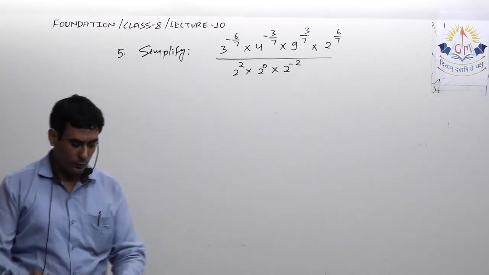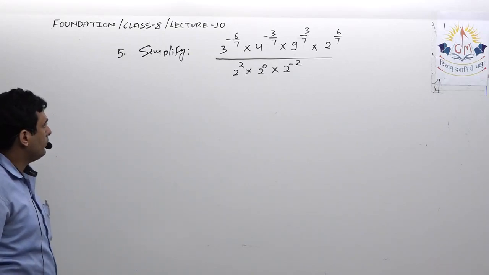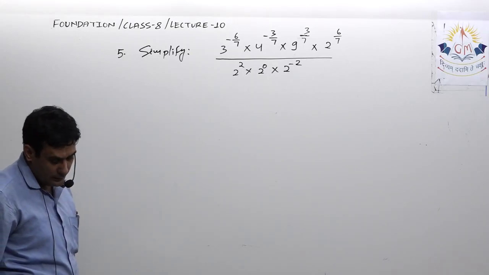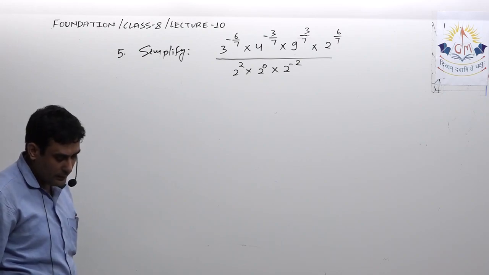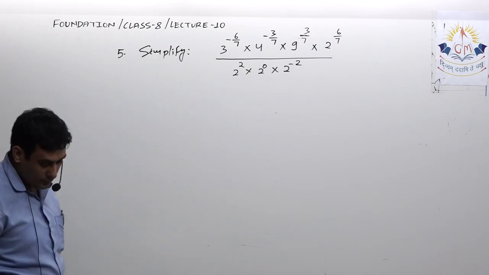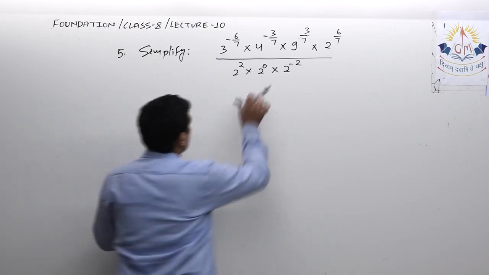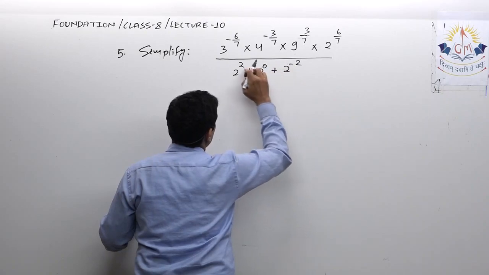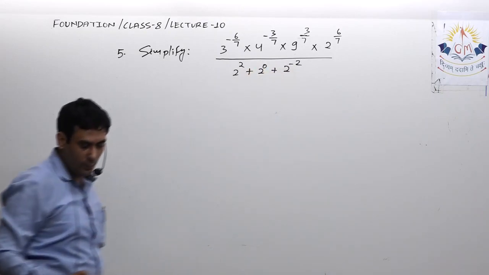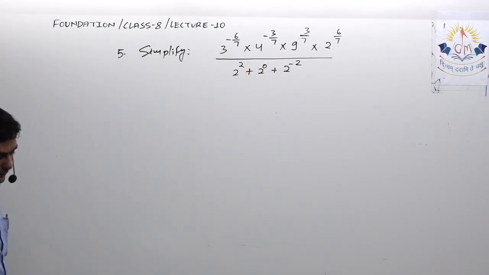Okay, 3 raised to minus 6 by 7, 4 raised to minus 3 by 7, 9 raised to 3 by 7, 2 raised to 6 by 7. One thing, there is a change here: in the numerator the terms are in multiplication, but in the denominator they are in addition. So try for a while, then I will give you its solution.